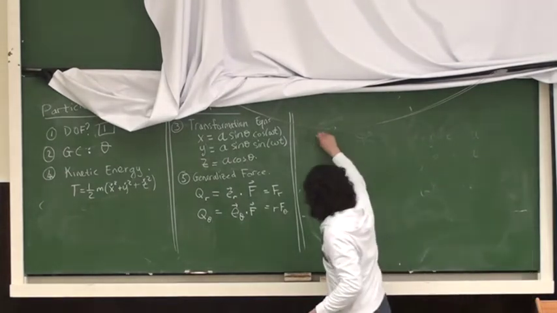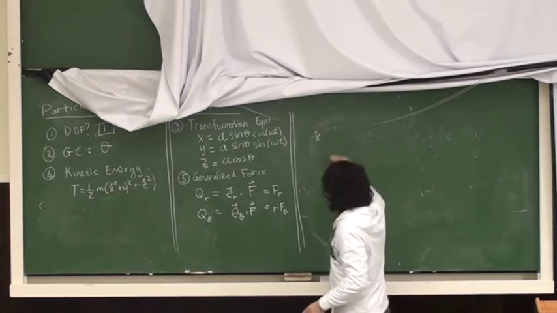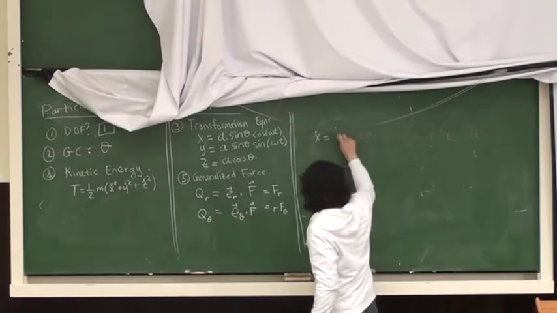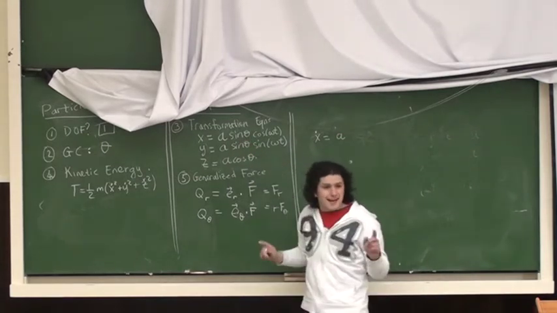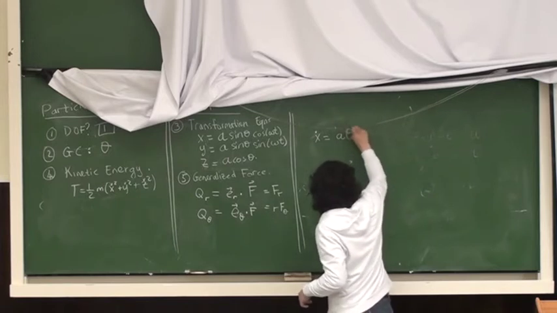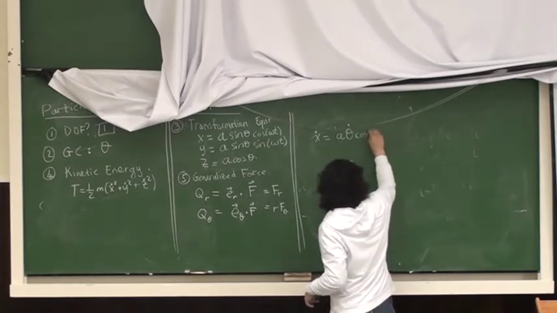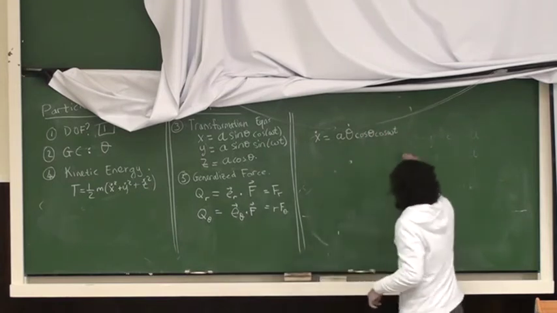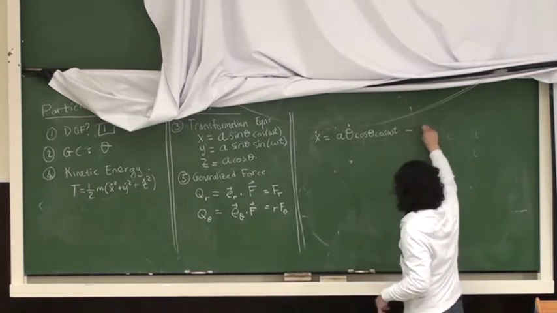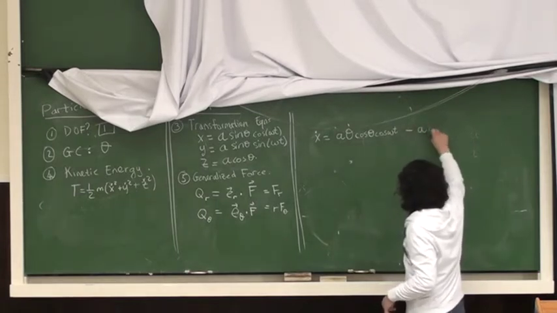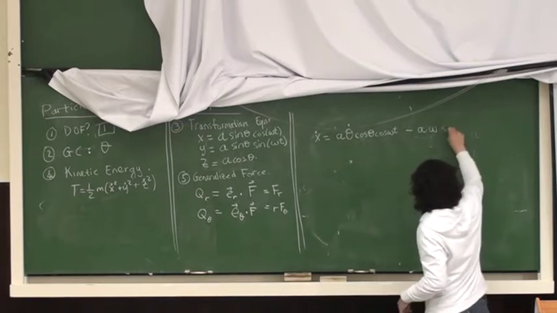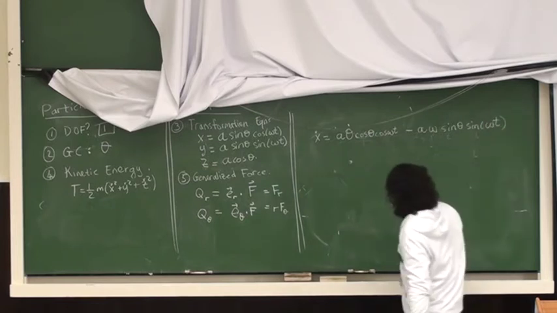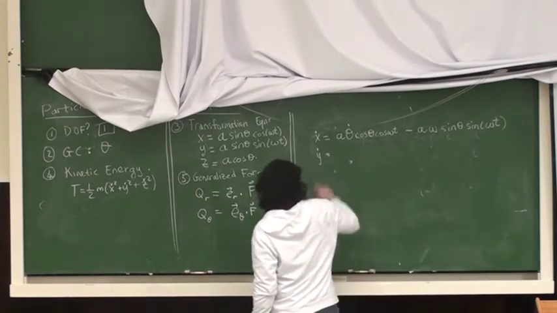So the first thing we do is we work out x dot. X dot is, well, a is not time dependent. So I don't differentiate it. Theta is time dependent. So a theta dot cos theta cos omega t, and now minus a omega sine theta sine omega t. Y dot can similarly be written.